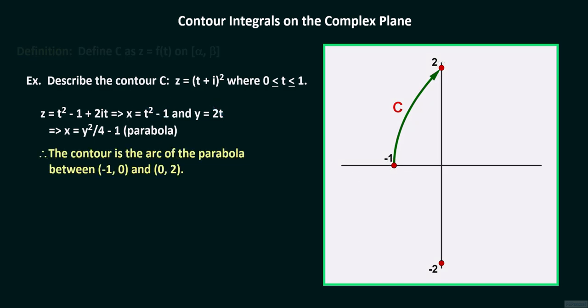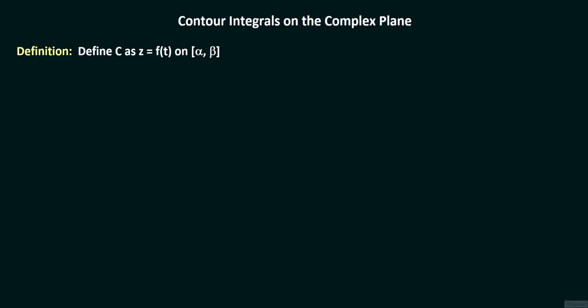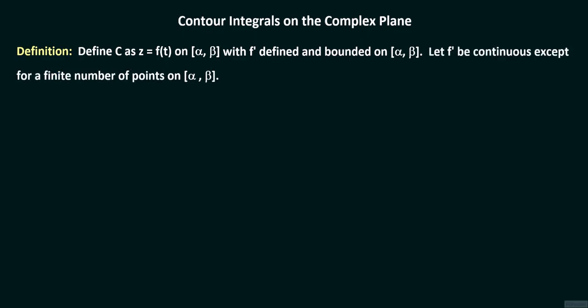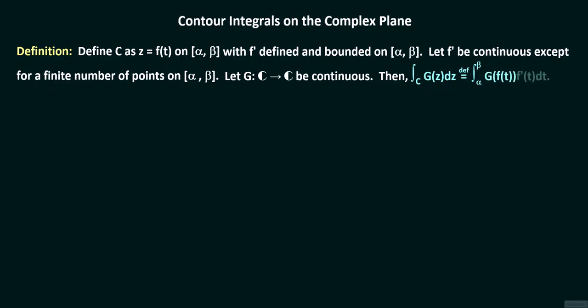We again take the contour C given by the equation z equals f of t, where t is between alpha and beta. We assume that f prime is defined and bounded on the closed interval from alpha to beta, and continuous except for a finite number of values on the interval. Let g be a continuous complex valued function on the complex plane. We denote the contour integral of g along C this way. The contour integral of g along C is given by the integral with respect to t from alpha to beta of g of f of t times f prime of t.